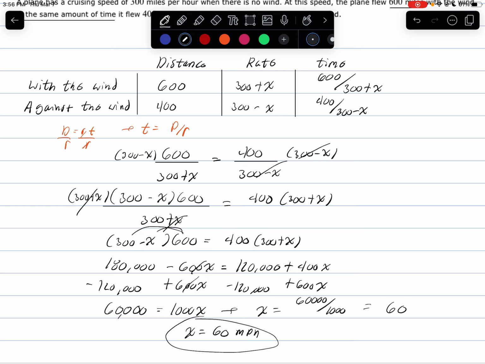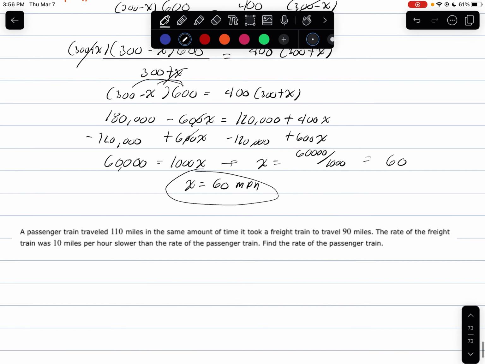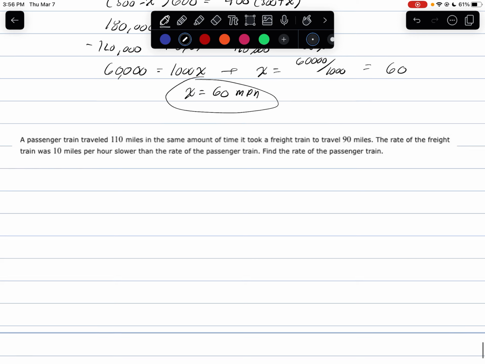So this is a really good time to ask, does this answer make sense with the nature of this question? I would say a 60 mile an hour wind at the cruising speed of a jet doesn't seem completely unreasonable. So I think that's a fair assumption that you've probably done something right. Okay, let's look at another one.